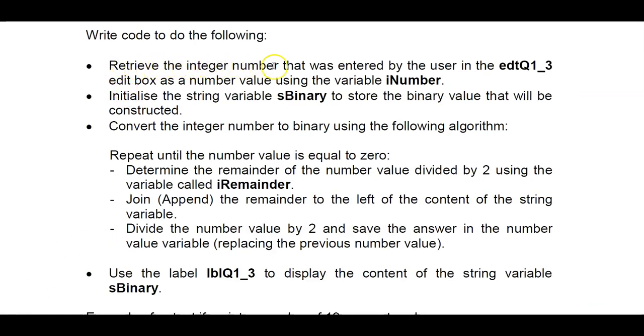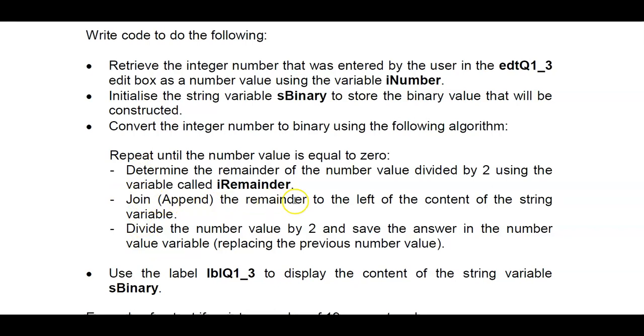The words retrieve an integer number just means store it as an integer number, whatever the user enters in that edit box. Initialize the string. We're going to assign binary to an empty string, and then we're going to start the conversion. It tells us here repeat until the number value is 0. So therefore I just use the repeat, but I will show you an example of using a while as well. Don't mix up these steps. Do them in the same order as it's been given.